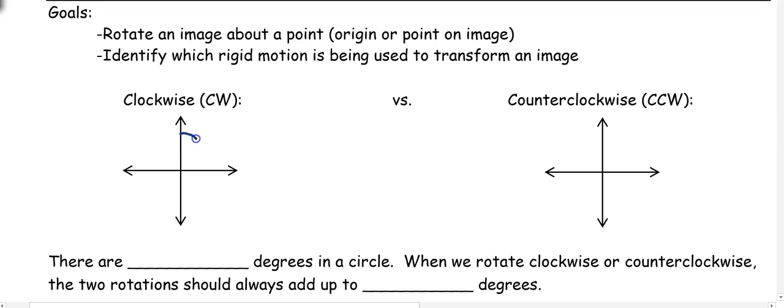Clockwise, remember, we're moving like the arms of a clock, and counterclockwise, we're moving against the clock. There are 360 degrees in a circle, so when we rotate clockwise or counterclockwise, the two rotations should always add up to 360.